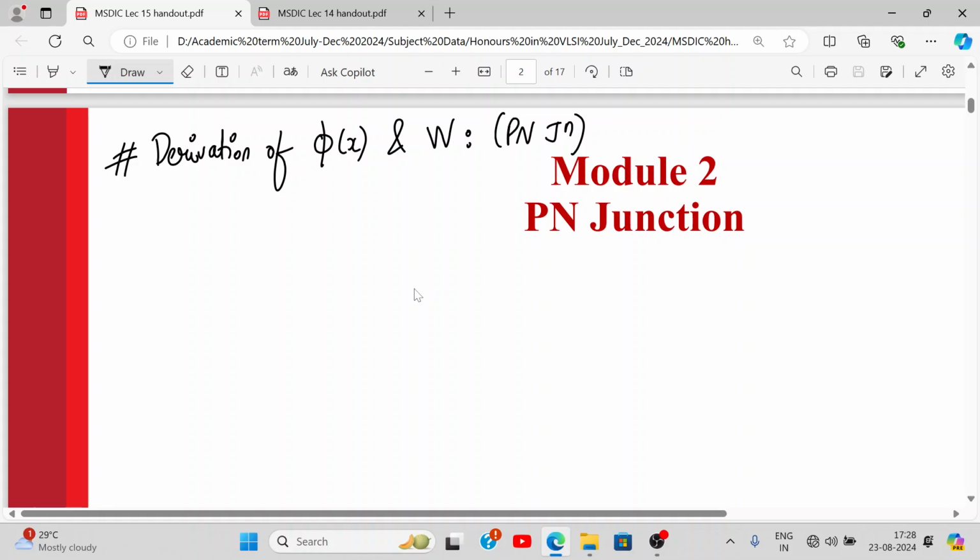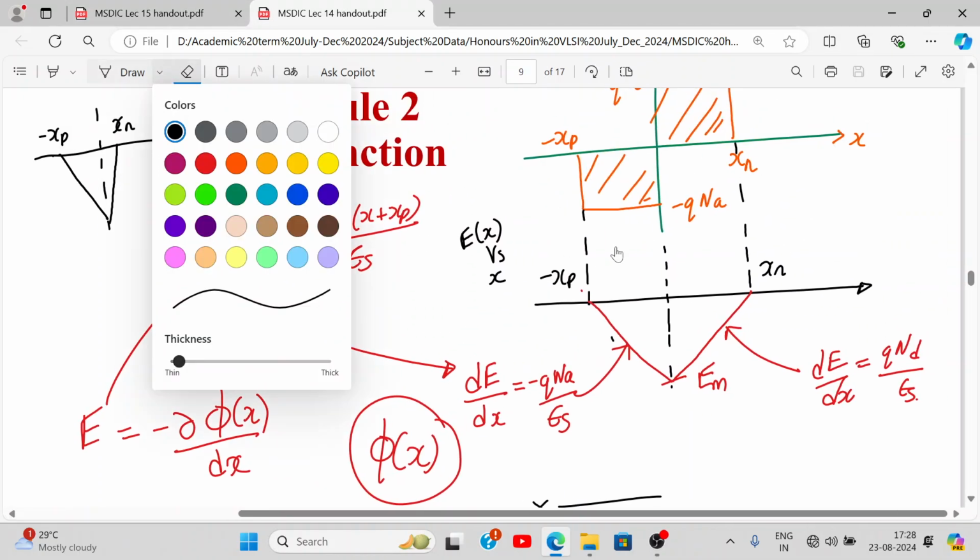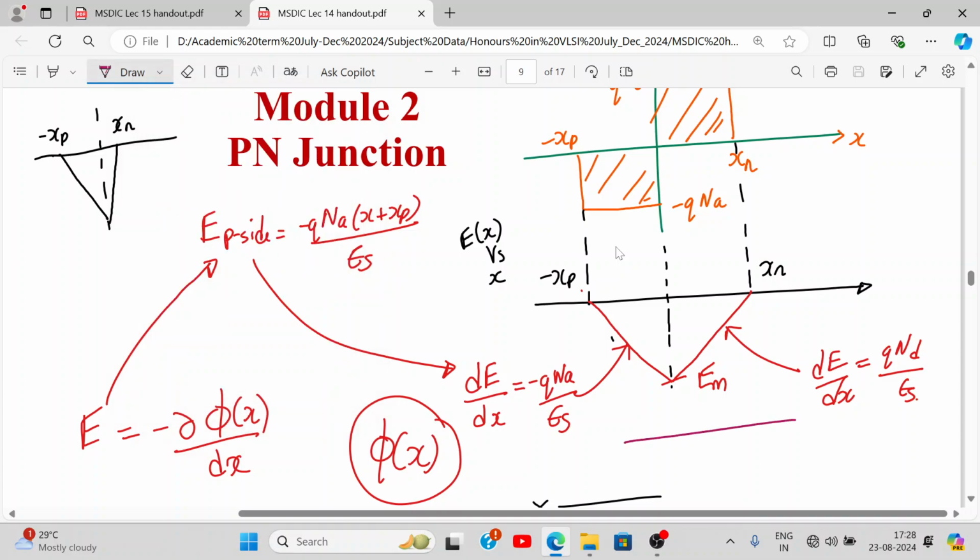What were the features of this electric field? This electric field is directed in which direction? This built-in electric field is directed from the N to the P region. For a uniformly doped PN junction, the electric field is a linear function of distance. This is the second feature. The third feature is that its maximum value happens at x equal to 0. The fourth feature is the depletion region: the built-in electric field only exists inside the depletion region.